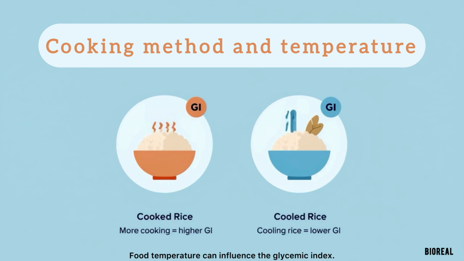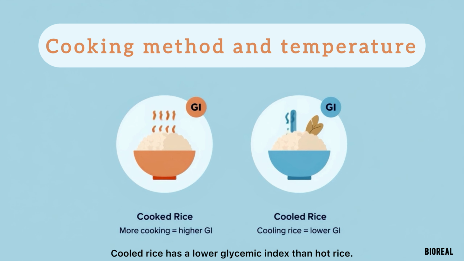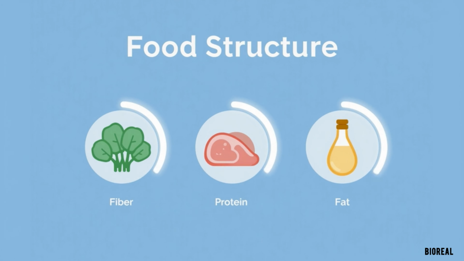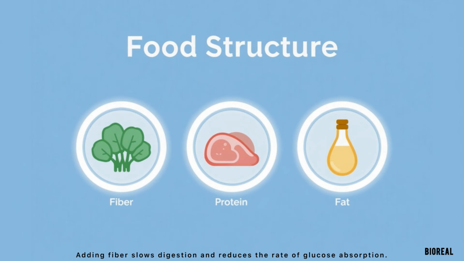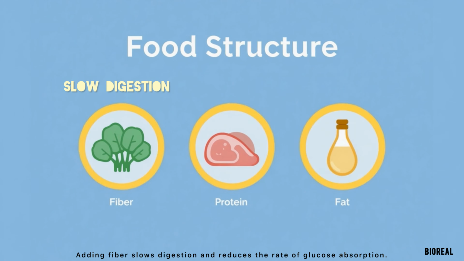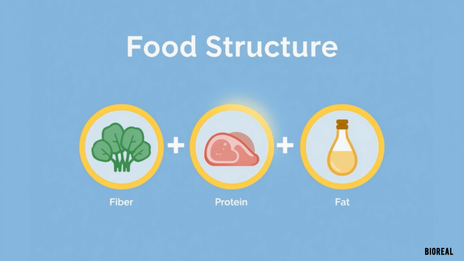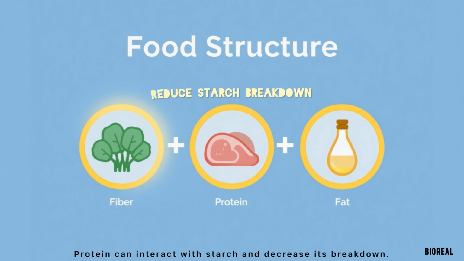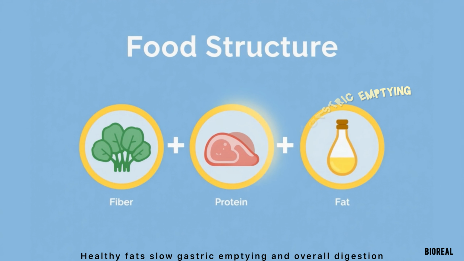Food temperature can influence the glycemic index. Cooled rice has a lower glycemic index than hot rice. Food structure. Adding fiber slows digestion and reduces the rate of glucose absorption. Protein can interact with starch and decrease its breakdown. Healthy fats slow gastric emptying and overall digestion.